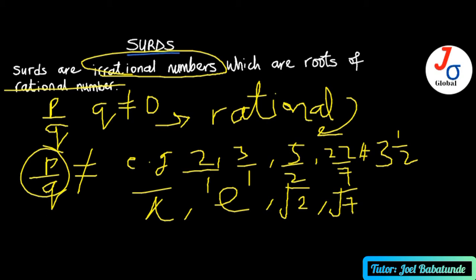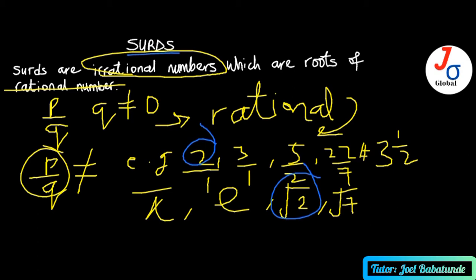So let's look at what really a surd is. Surds are irrational numbers, which are roots of rational numbers. For example, you see this here, root 2. It's a root, and it has 2 inside the root. So 2 itself is a rational number, but it's a square root.